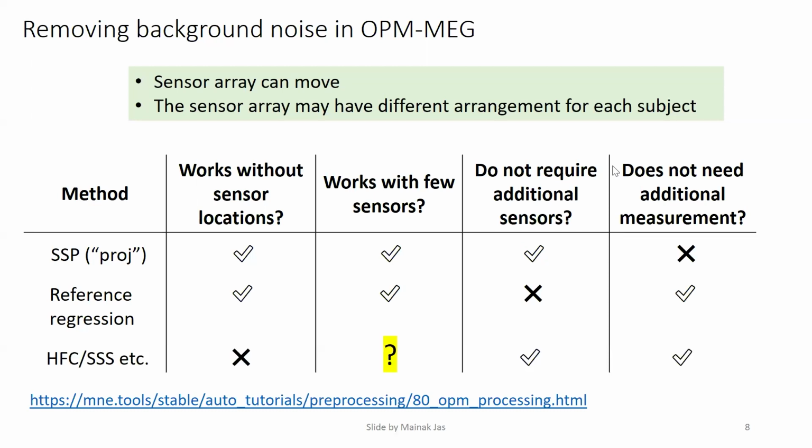And then there are other methods that have come up. The SSS already existed, the so-called MaxFilter that people know it by. It does need sensor locations; both the homogeneous field correction and the SSS need the sensor locations. I know that there's some new work ongoing about whether they can work with few sensors, so I put a question mark there. But it has the advantage that it does not need an additional measurement. So there are pros and cons to these different methods, and you need to think about this when you're doing experiments.